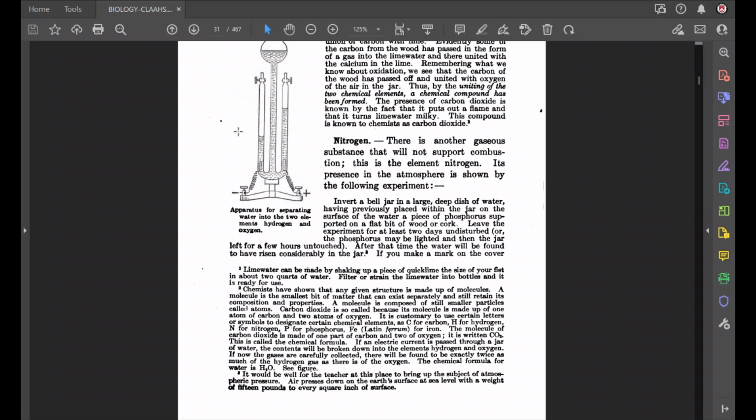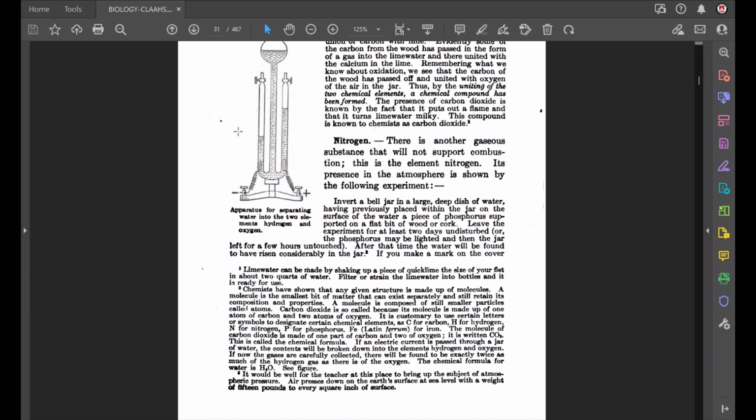This is the element nitrogen. The chemical symbol for nitrogen is just N. Its presence in the atmosphere can be shown with the following experiment. So here's an experiment how you can identify nitrogen in the air. Nitrogen makes up a large portion of the air.